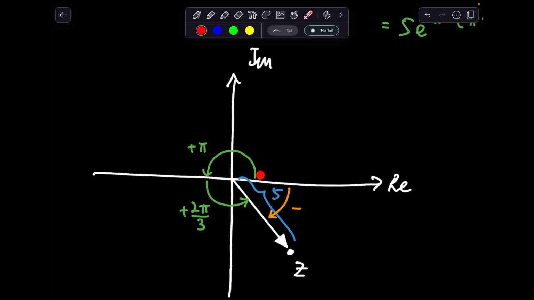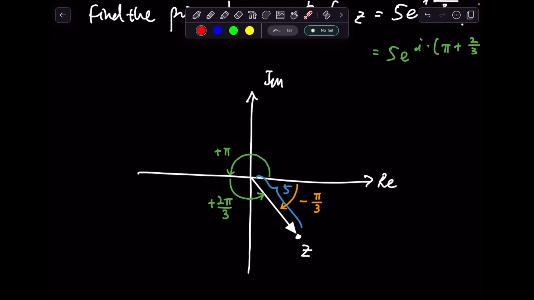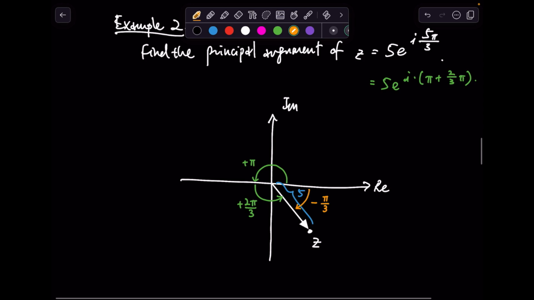And we can tell that this is pi, this is also pi. If this green color part is 2 pi over 3, or 2/3 of pi, then this angle would be 1/3 of pi. But because we measured clockwise in the negative direction, this is pi over 3 with a negative sign. Which means the principal argument of this complex number is negative pi over 3.